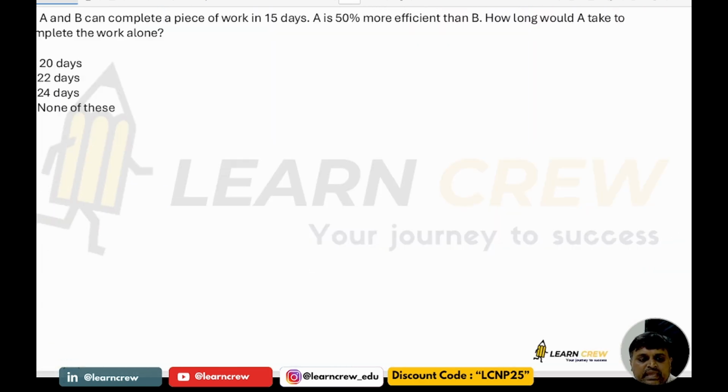Next, A and B can complete a piece of work in 15 days. A is 50% more efficient than B. So what does it mean? A is 50% more efficient than B means if B is 100, A is 150. Thereby the ratio of their efficiencies is 150:100, that is 3:2.